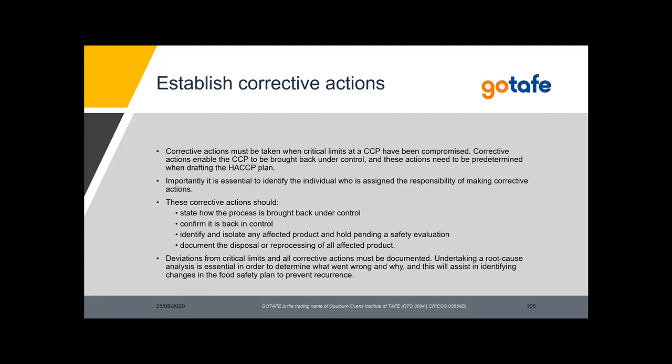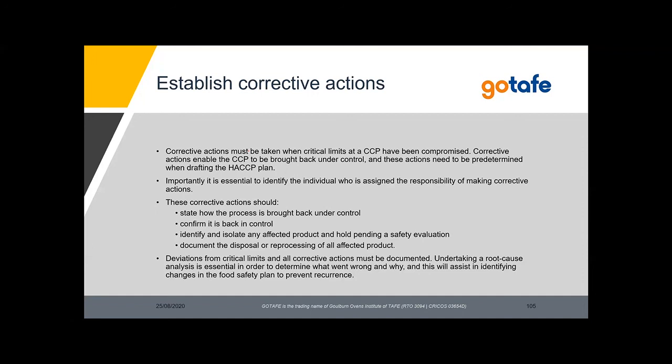So you have to predetermine the corrective actions, and you make a plan for that. If anything goes wrong, you have to follow that. And before you put the corrective actions in place, again, you have to do a validation as well. Okay, so whether your corrective action is going to bring the CCP back under control or not, is that sufficient? Importantly, it is essential to identify the individual who is assigned the responsibility of making corrective actions.